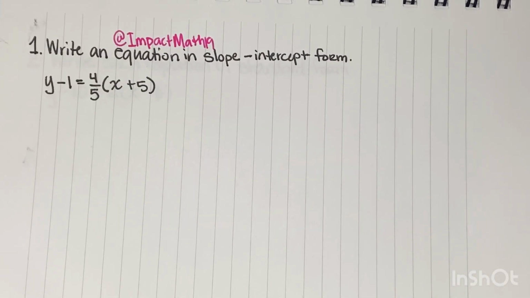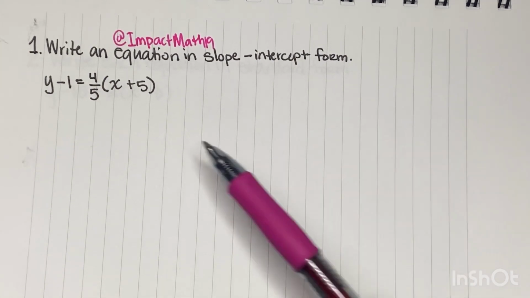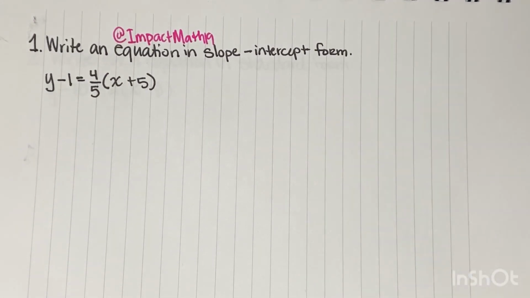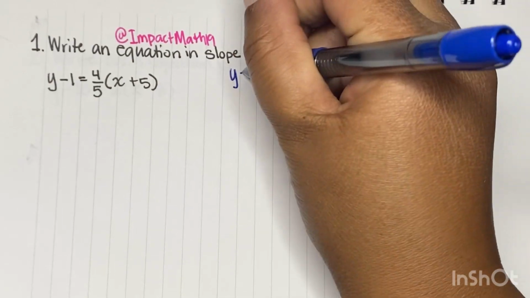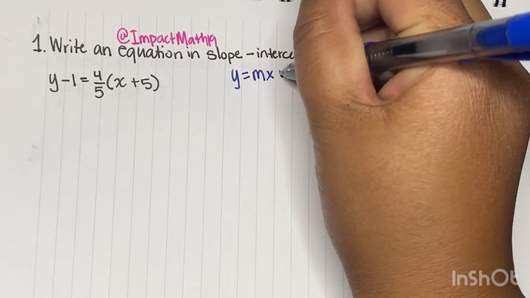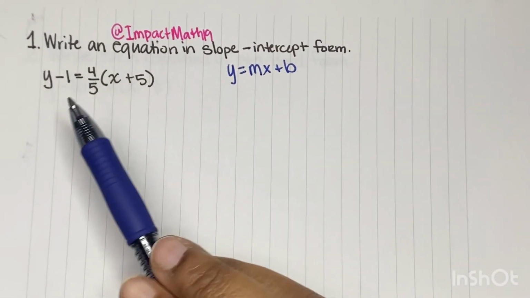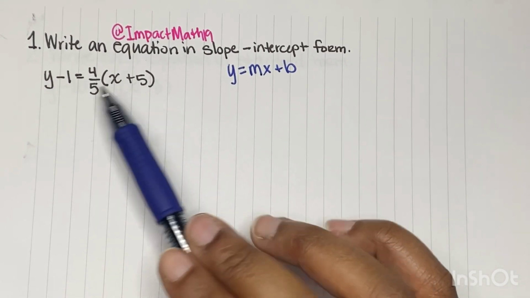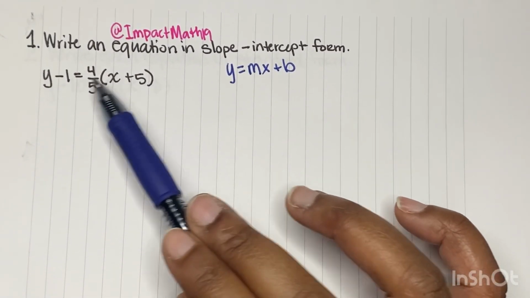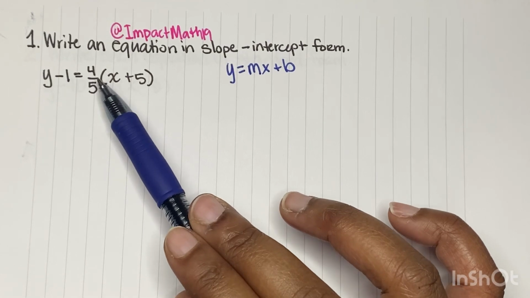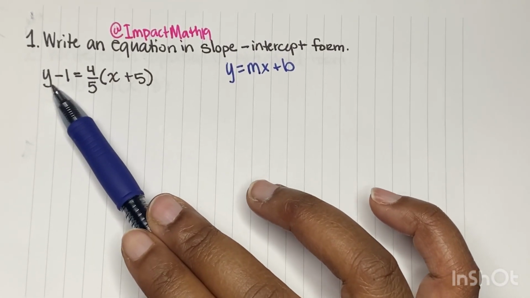Alrighty, we are going to be working on a mini lesson for writing equations in slope-intercept form, standard form, or given 2 points, okay? So number 1 says we're looking for slope-intercept form. What you have to understand about slope-intercept form is we're looking for y equals mx plus b, okay? So basically what we want to do is take this point slope form, okay, this is the point slope form, and solve it for y.